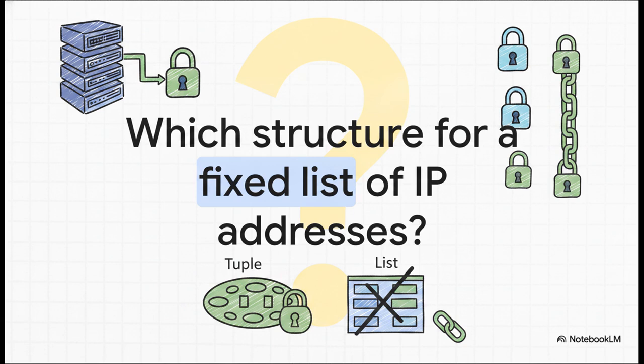So, I'll leave you with a real-world scenario to test your new knowledge. Imagine you're building a network application. You need to store a fixed directory of secure server IP addresses. This list absolutely positively should not be altered while the program is running. Based on everything we just covered today, which structure would you reach for?